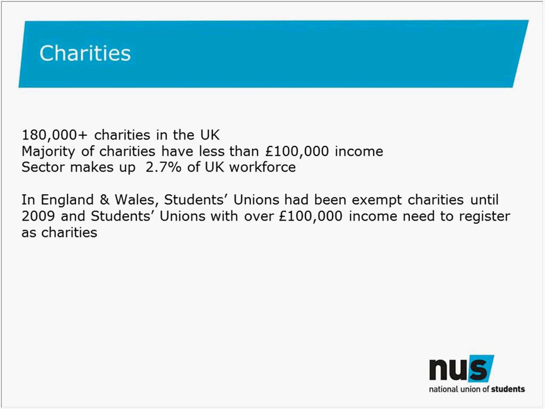To put this into some context, across the UK we've got over 180,000 charities. The majority of charities have less than £100,000 income, and the sector makes up 2.7% of the workforce in the UK. In England and Wales, students' unions had been exempt charities until 2009, and unions with over £100,000 of income need to register. The developed students' unions around the UK have over £100,000 of income, and many are £1 million charities. And the governance and the strategy that work together are really important.